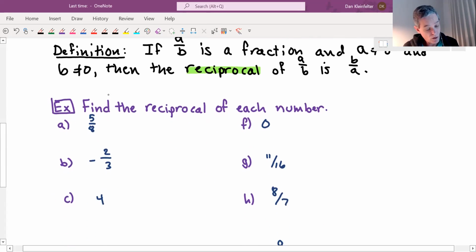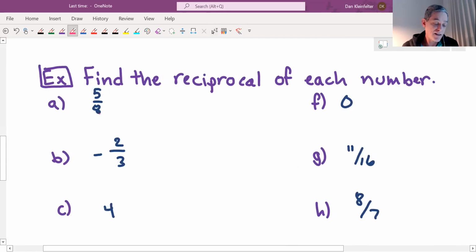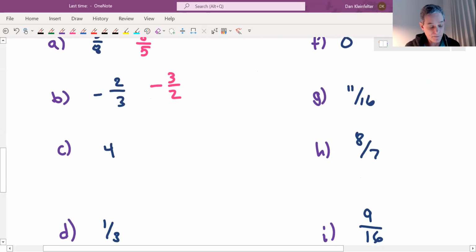So let's try. We're going to find the reciprocal of each of the following numbers. So 5/8, its reciprocal will be 8/5. Okay, simple, right? We just trade the top and bottom. Note that the word reciprocal goes both ways, so the reciprocal of 5/8 is 8/5, and the reciprocal of 8/5 is 5/8. Okay, for negative 2/3, just because it's negative doesn't really change a whole lot. We're still going to keep it negative. We will trade the numerator and denominator. So the reciprocal of negative 2/3 will be negative 3/2.